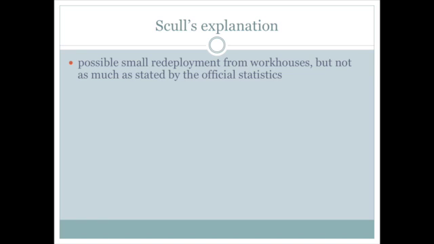Incredible expanding population. Now, Scull has a particular explanation that gets us to the heart of his thinking about madness and its treatment. He believes, for example, that there was a possible small deployment from the workhouses, which were the institutions built to hold the indigent, people that couldn't get a job and didn't have any support networks in society. And the official statistics had stated that there had been a lot of these, but he reckoned by his analysis that this was not the case.